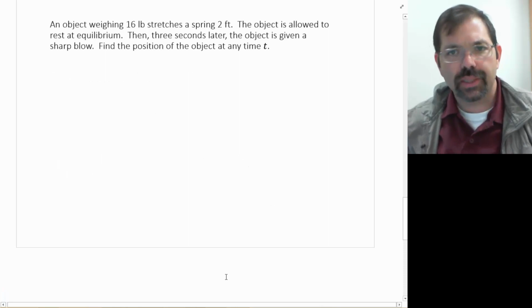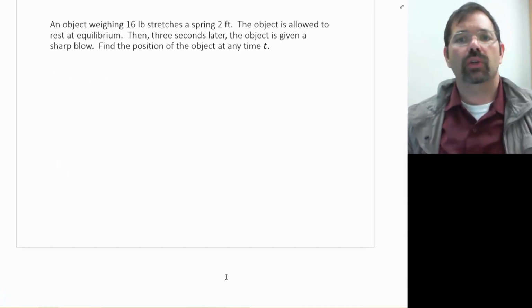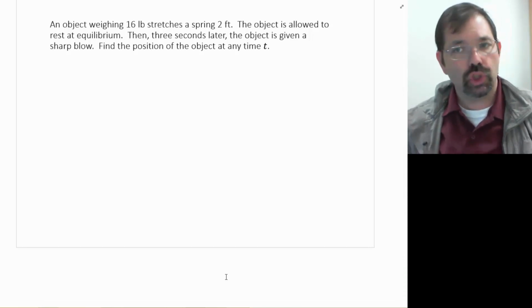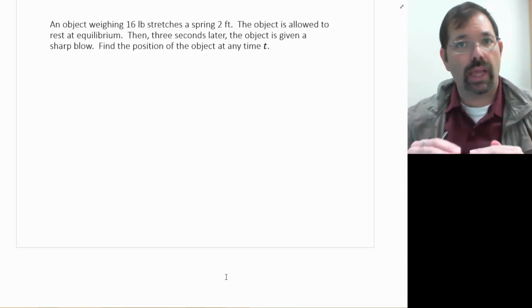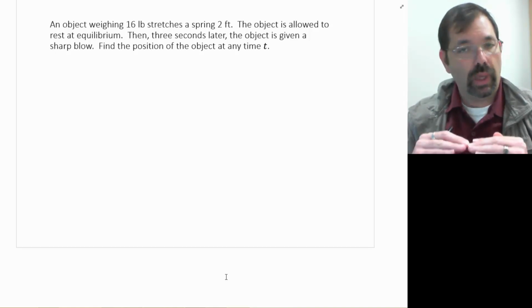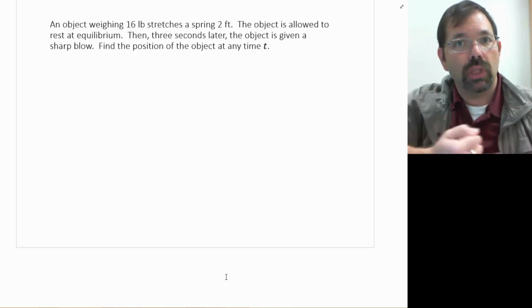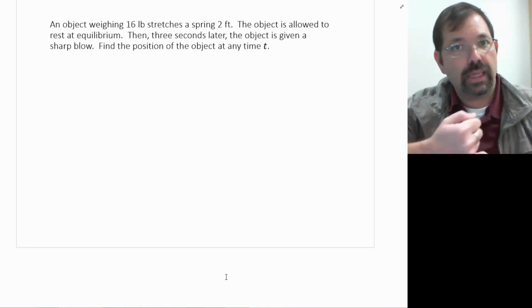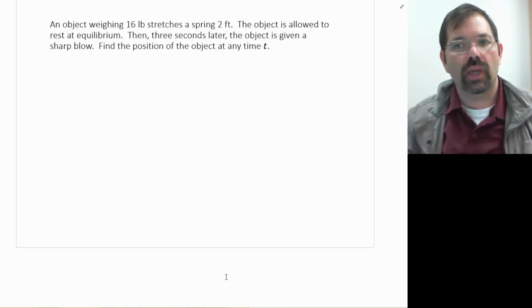All right, let's consider a spring mass problem again. We have an object weighing 16 pounds that stretches a spring 2 feet. The object is allowed to rest at equilibrium. Okay, so the object is stopped. Then 3 seconds later, the object is given a sharp blow. Right, it's hit. What happens? What's the position of the object at any time t?